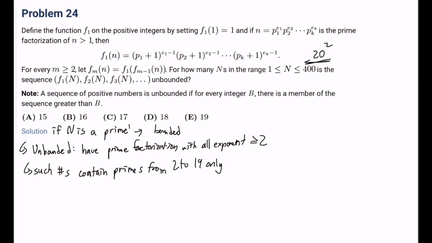Because this is just 20 squared, all it's going to contain are primes lower than 20, right? So the primes are from 2 to 19 only. And now let's try the powers of 2.